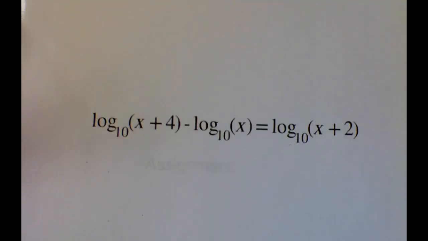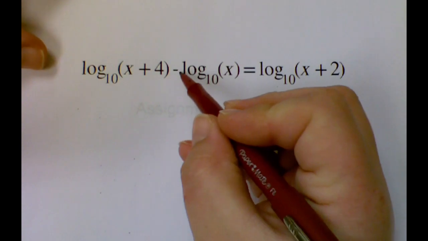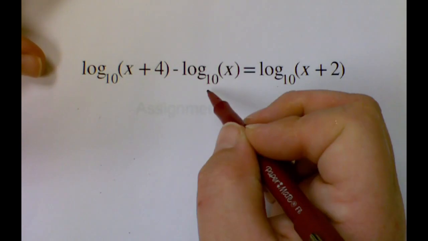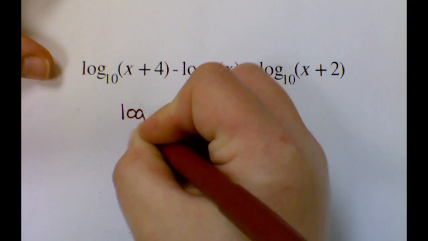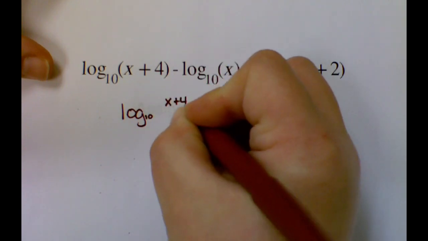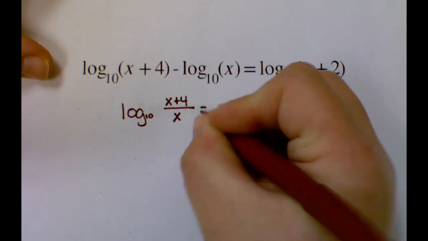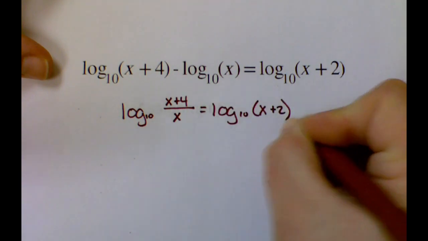And now for this beautiful problem. In order to get rid of logarithms when I have multiple logarithms, I need to condense them. So I see that I have subtraction here, and when I'm subtracting two logarithms with the same base, they can combine to be division. So the log keeps the same base of 10. The first thing is the numerator. The second thing is the denominator. Equals log base 10. I didn't change the right-hand side, so I'll keep it.